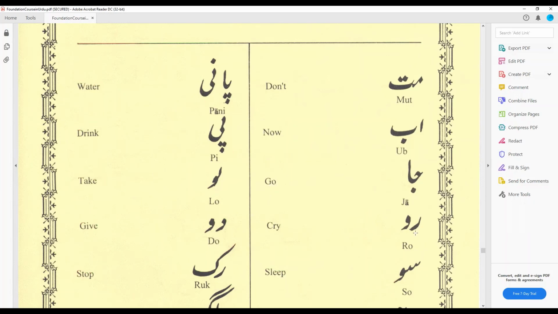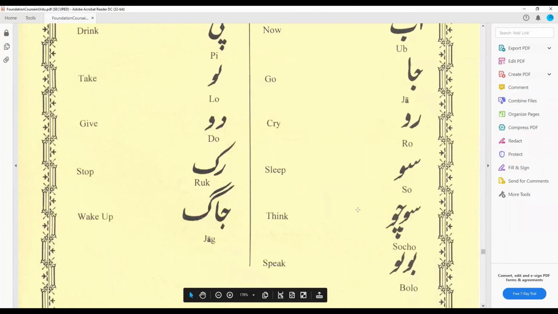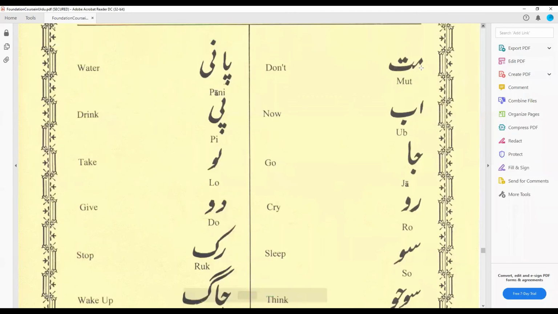Next we have ro. Ro means cry. Next we have so. So means sleep. Next we have socho. Excellent. Socho means think, think about it. Good. Next we have bolo. Bolo means speak. So this is very simple vocabulary, very basic vocabulary.